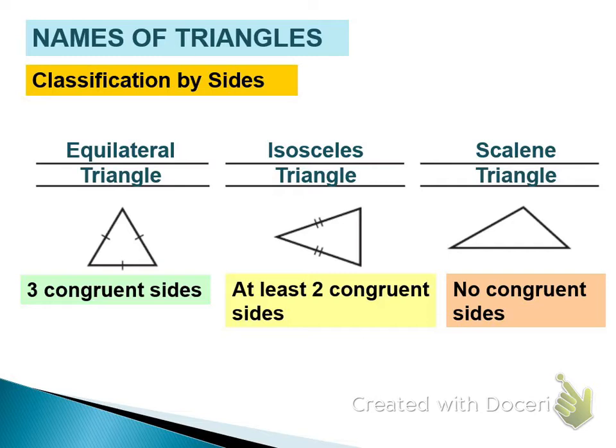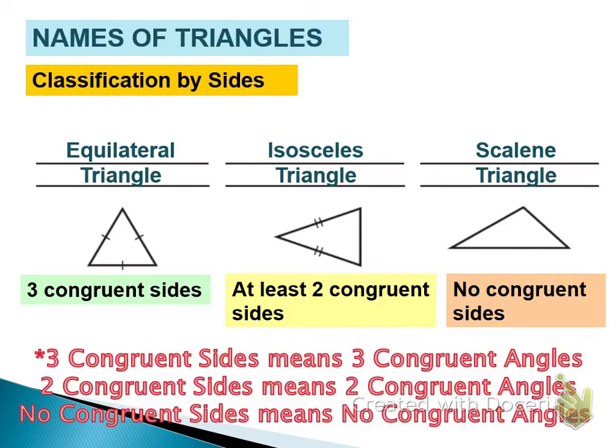It says blank congruent sides means blank congruent angles. So here's what you're going to write. When you have 3 congruent sides, you have 3 congruent angles. Which means if you have 2 congruent sides, you have 2 congruent angles. And if you have no congruent sides, then you have no congruent angles. And vice versa. Triangles are the most special shape in the world.